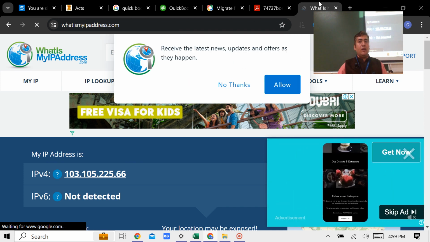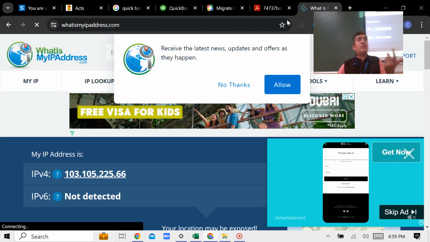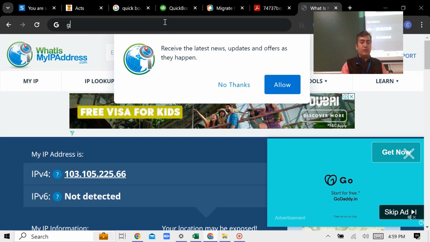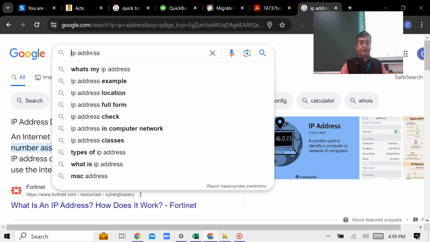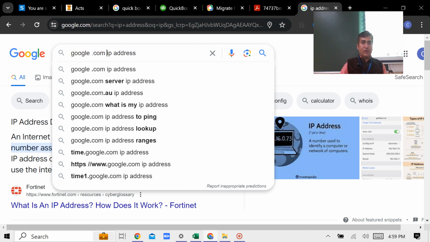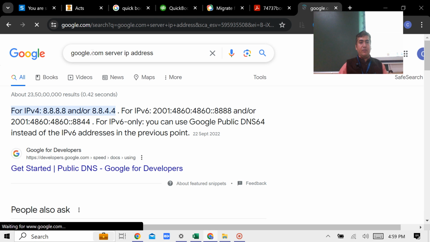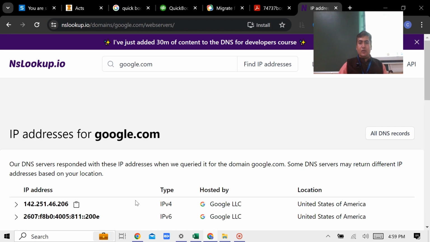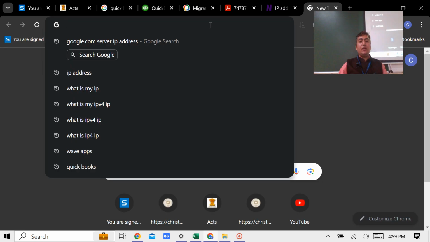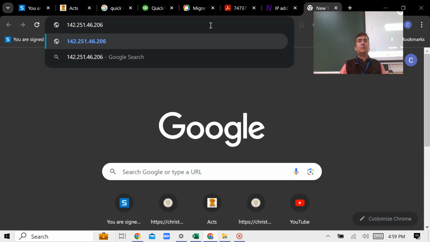In fact, Google.com also has one machine ID. Google.com server IP address. All right, as of now, the IP4 is 142.2 point something. If I copy this, suppose, instead of typing google.com, I paste this IP here, what do you think? Will Google get opened or not? क्या लगता है आपको? Let's try.